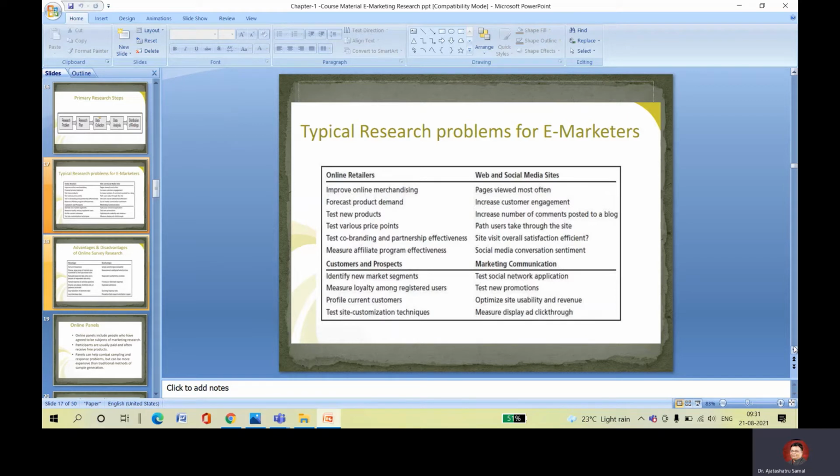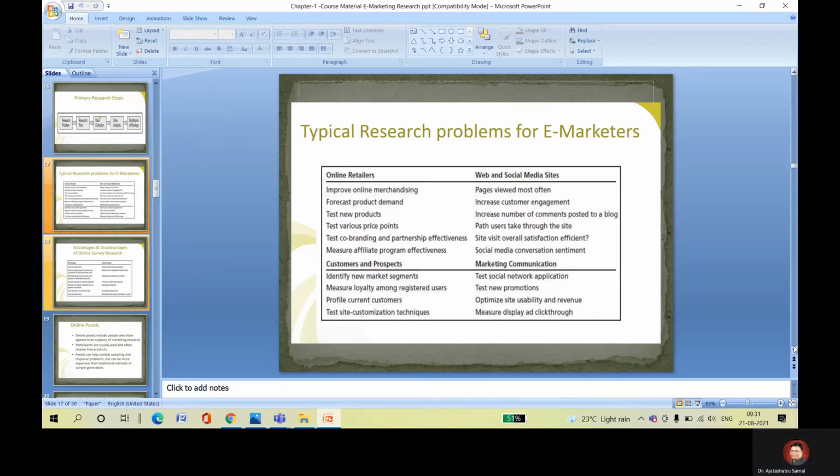Web and social media sites: which pages are viewed most often, increase customer engagement, increase the number of comments posted to a blog, the path users take through the site, visit overall satisfaction, social media conversation sentiment. Okay, these are under web and social media sites.